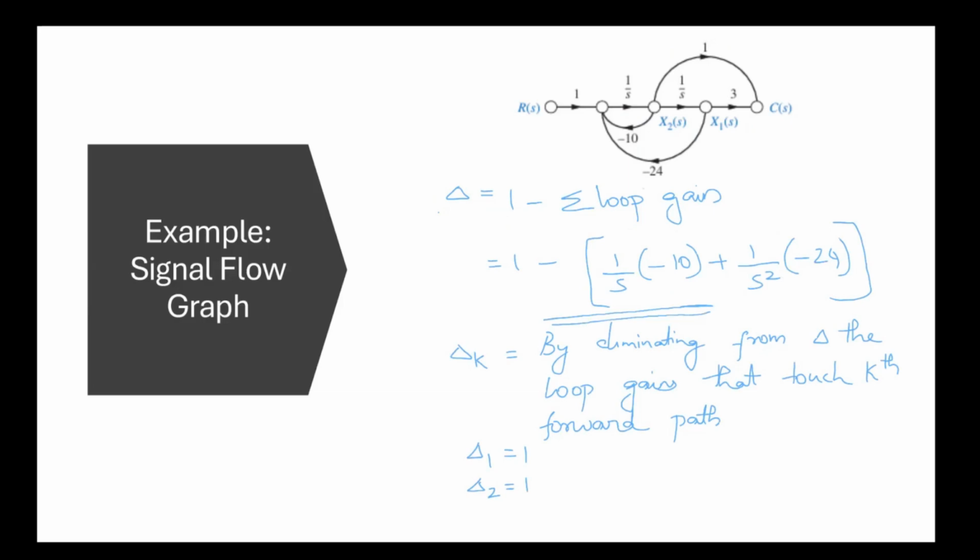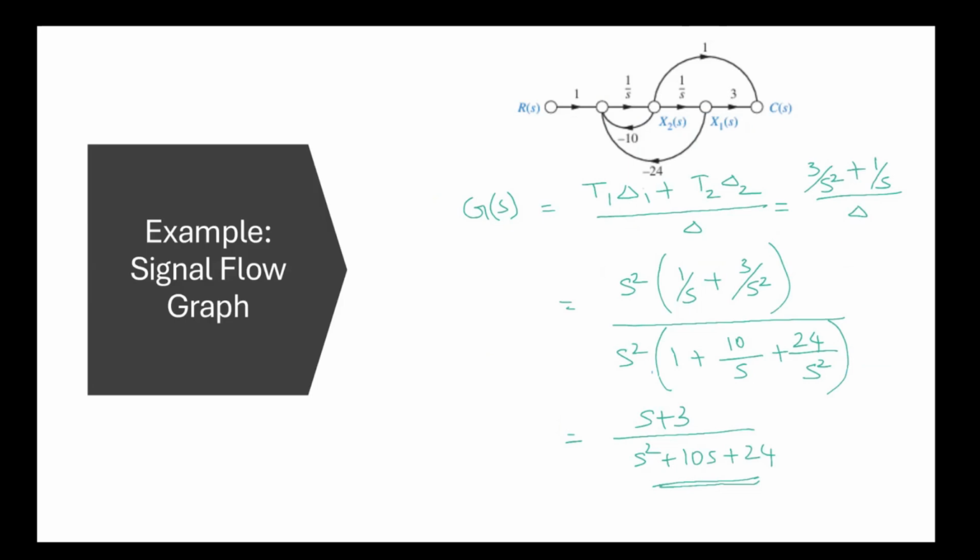Delta K is calculated by eliminating from delta the loop gains that touch the kth forward path. Here there are two forward paths. The first path is this and the second path is this. In both cases, the loops touch both the forward paths. So we have delta 1 equal to 1 and delta 2 equal to 1. So here the transfer function using the Mason's gain formula will be T1 delta 1 plus T2 delta 2 divided by delta.